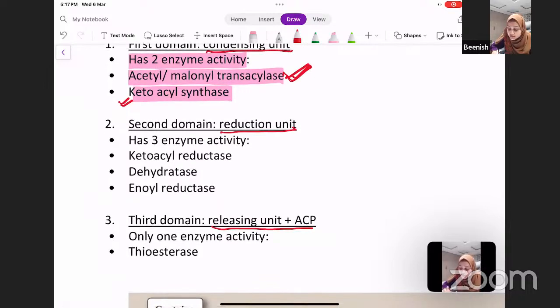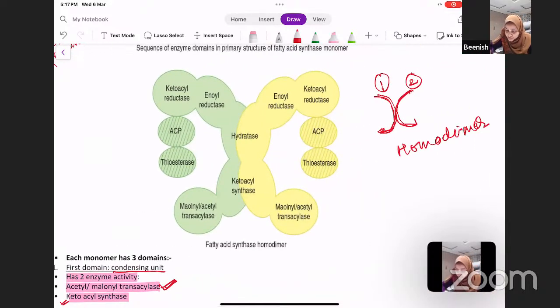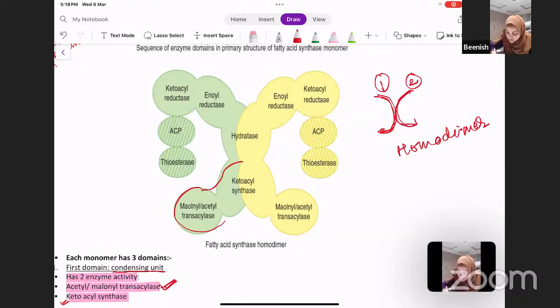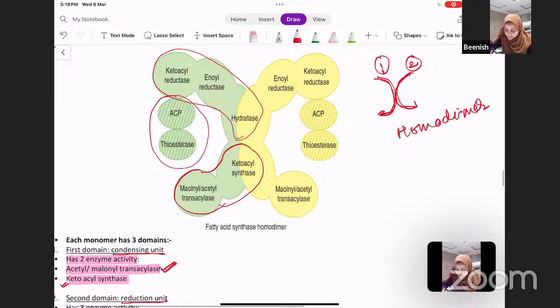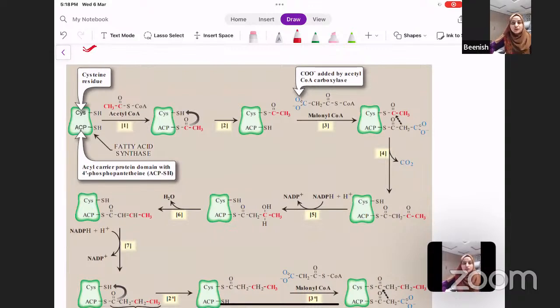Now your second domain is the reduction domain, and it has three enzyme activities, that is ketoacyl reductase, dehydratase, and enoyl reductase. And the third domain only has one enzyme activity, which is thioesterase, and it also has ACP, that is acyl carrier protein. Here in the diagram, you can also see how it has been divided into different domains. This is your first domain. This is your second domain. And this is your third domain. Okay. And each domain has different enzyme activity. So that was about FAS.